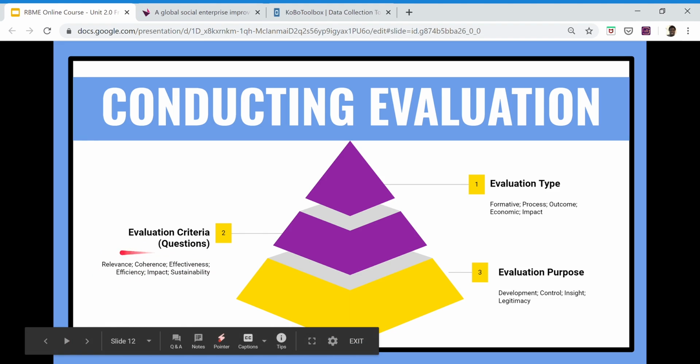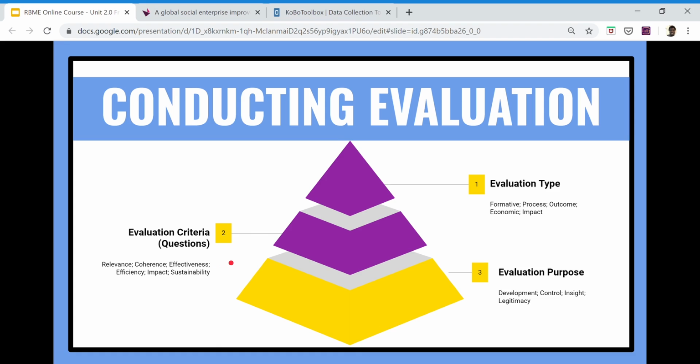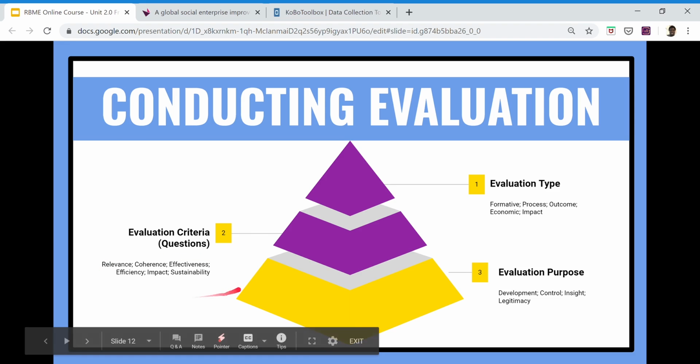All these are what we refer to as evaluation criteria. And just to mention that, yes, these are the recent criteria that we use, especially in the profession. So out of each one of these we are able to create an evaluation question as well.